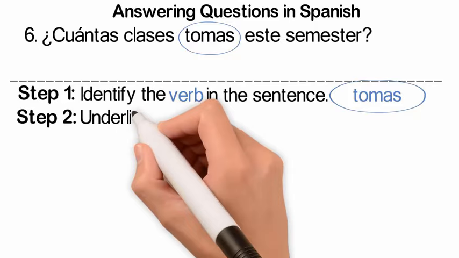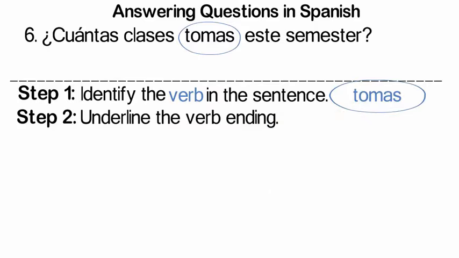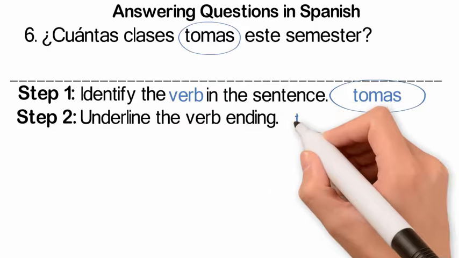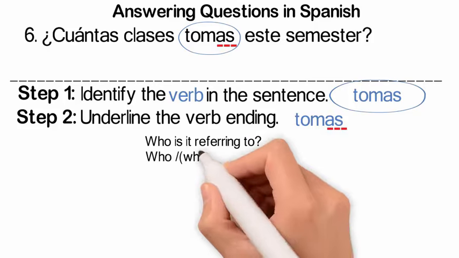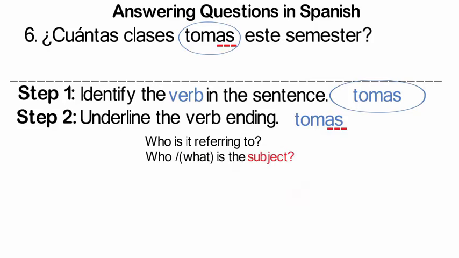Step 2. Underline the verb ending. In this case, the ending is as. Now that you have underlined it, you can answer: who is the ending as referring to? Who is the subject? The subject here then is tú.